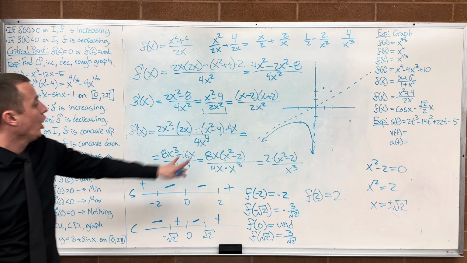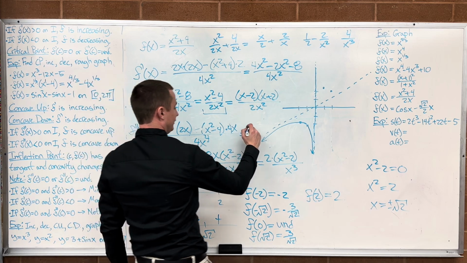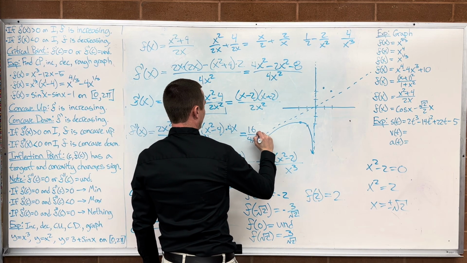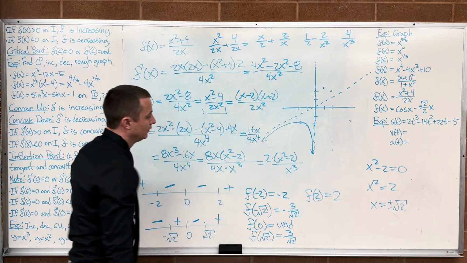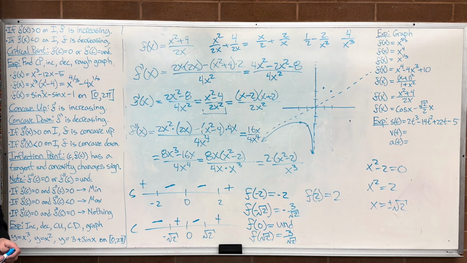So you have, wait, 4x, oh, over 4x, 4x, so 16. So we should have gotten 16 over 4x to the 4, right? Or 16x. And then cancel out 4x top and bottom, and you get 4 over x cubed. Okay. So we went crazy with inflection points.